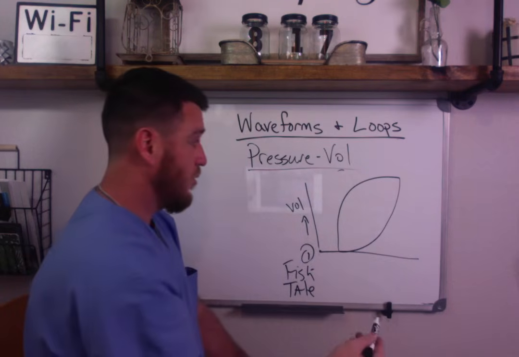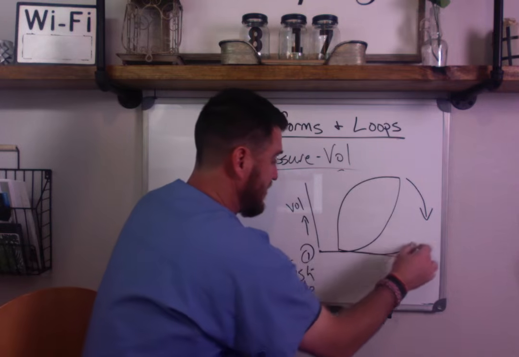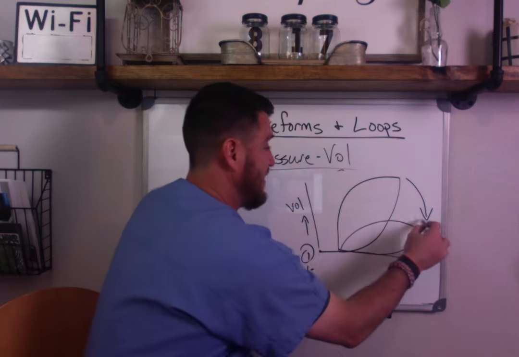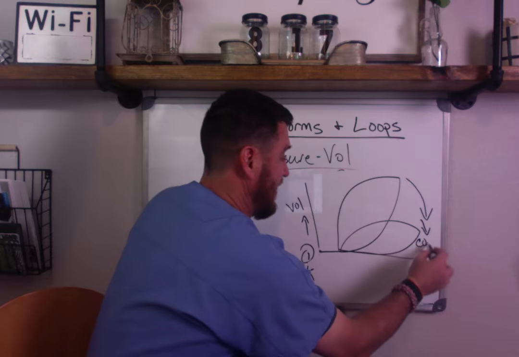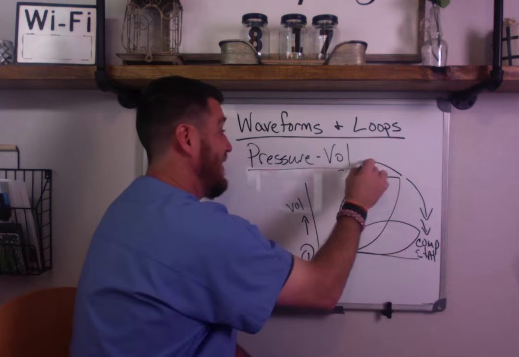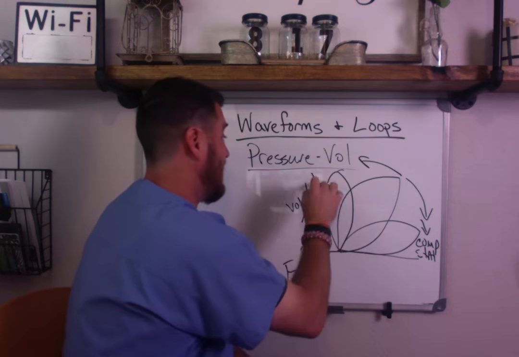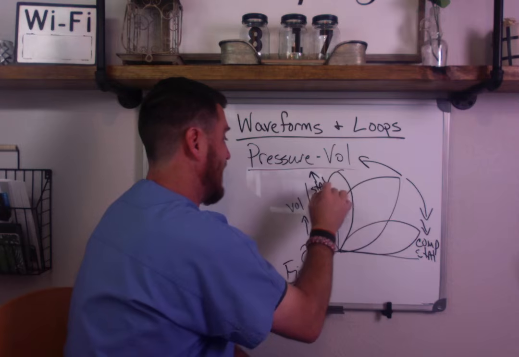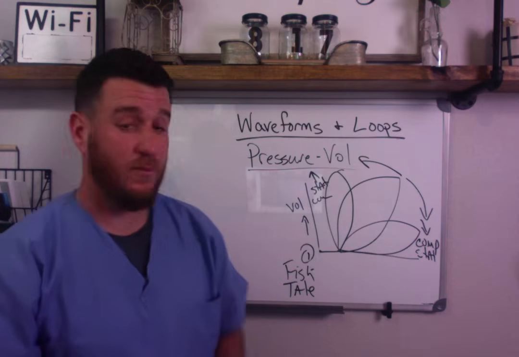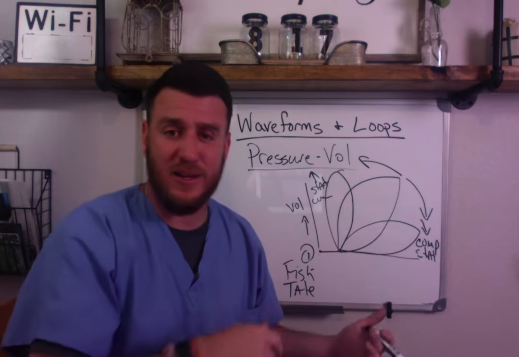If that's normal, then we need to understand if this loop goes down, such as this, then we have a decrease in static compliance, and this is static. If it increases, if it looks like this, then we have an increase in static compliance. Okay? Now, what would cause it to decrease?